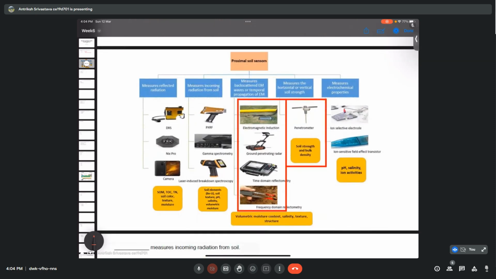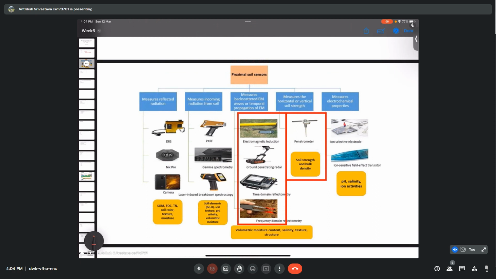Okay, so let's look at this classification, and we will have 2 or 3 questions based on this classification. Proximal soil sensors can be classified into 5 categories, as we can see here. One which measures reflected radiation, and another one which measures incoming radiation, that is PXRF, that was mostly discussed.